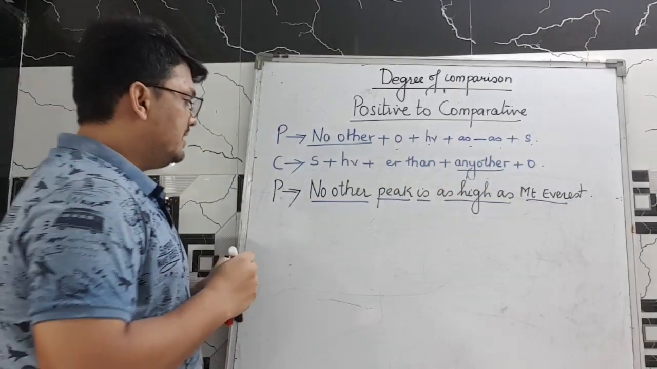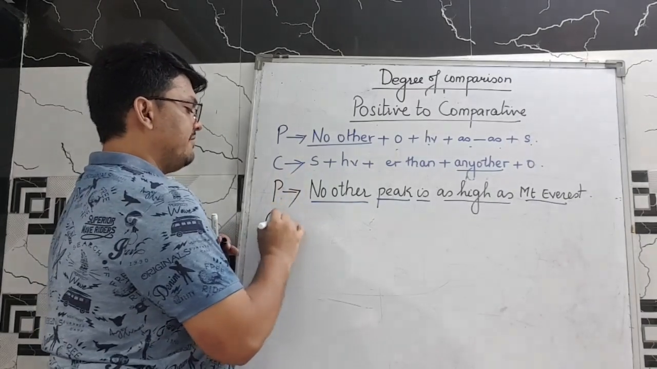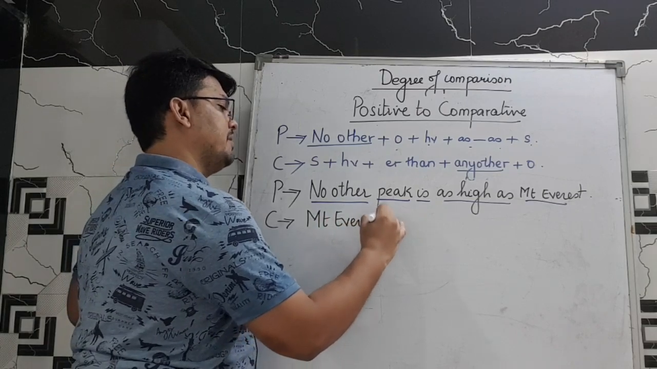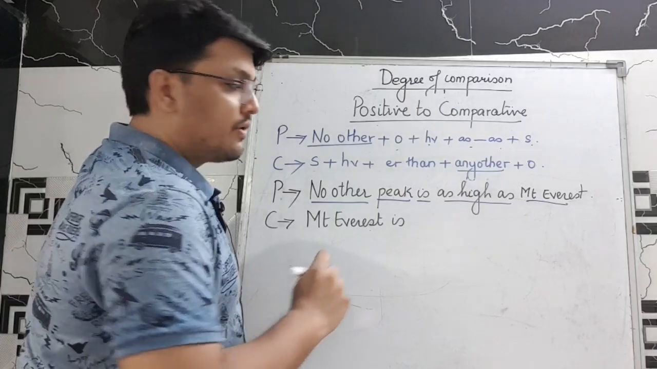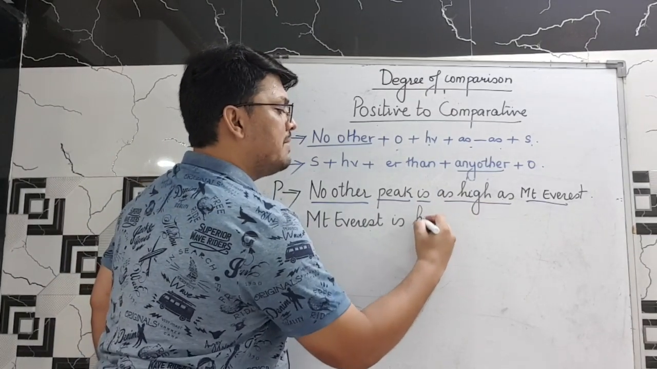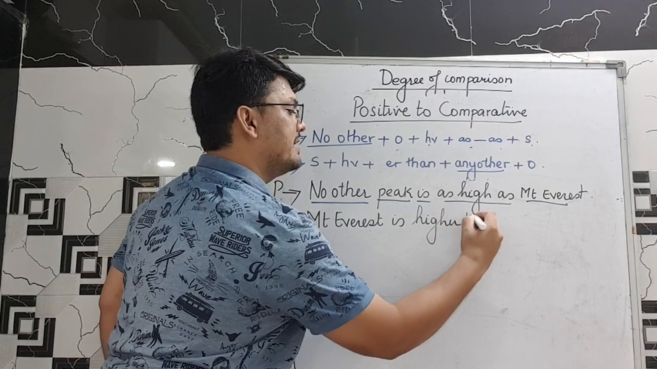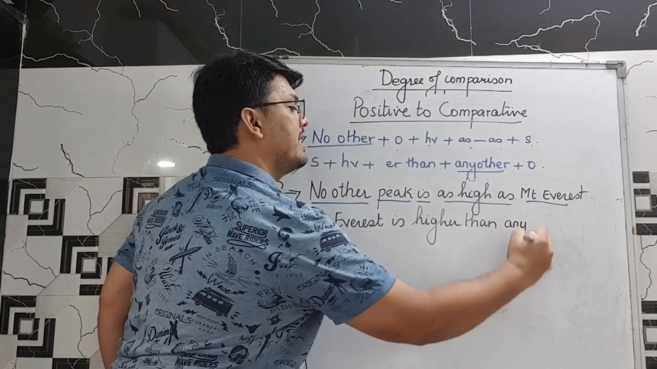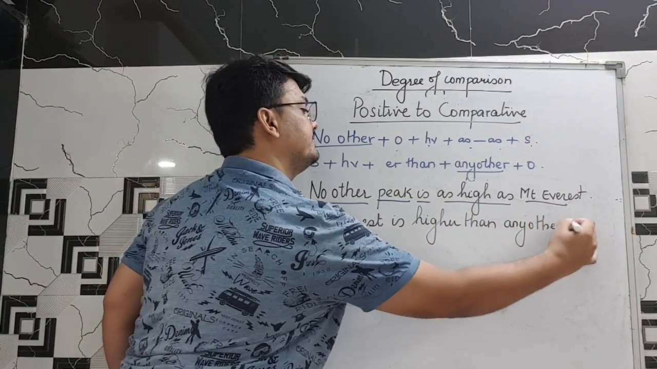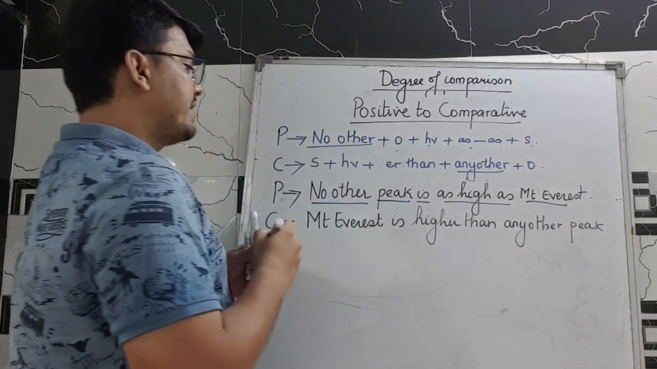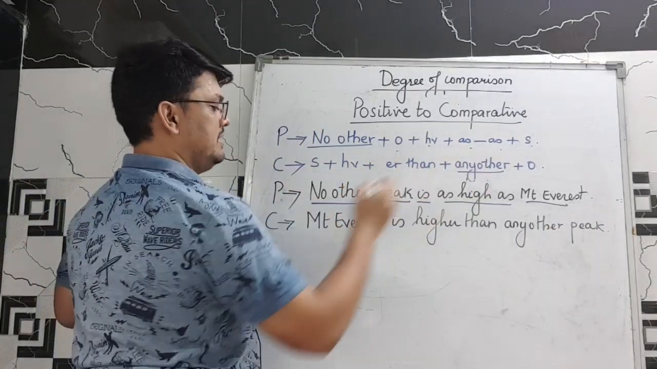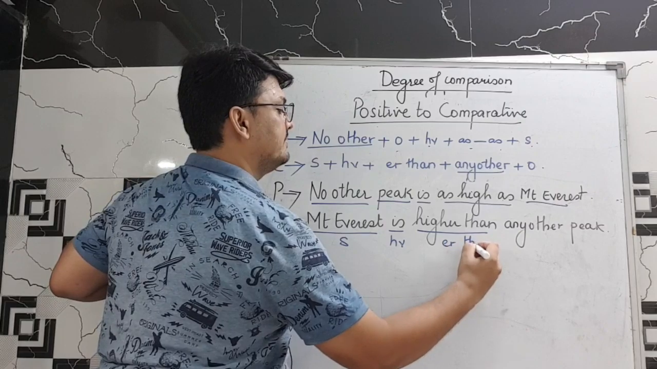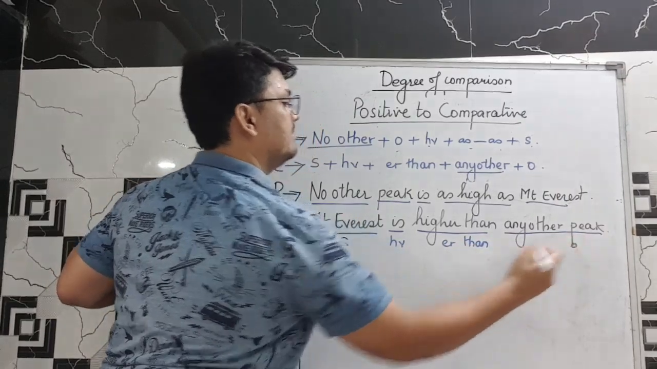Now we'll follow the structure. Mount Everest will come here. Mount Everest is. As high as will become higher here. Higher than. No other will become any other. Any other peak. So you can see how I started with the structure. Mount Everest subject, helping verb, er, then any other, peak, my object.